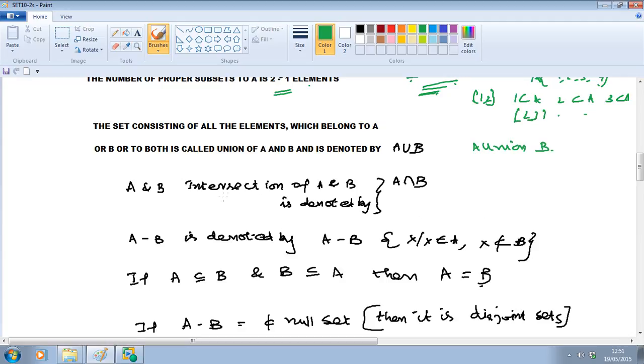The intersection of A and B is denoted by A ∩ B. It is called the intersection of A and B.